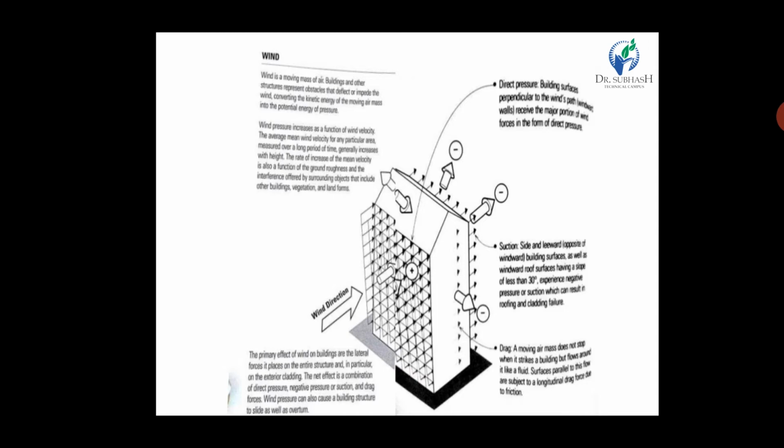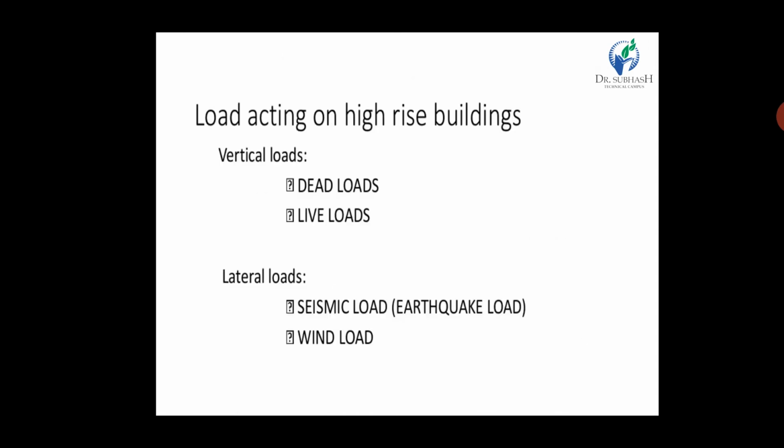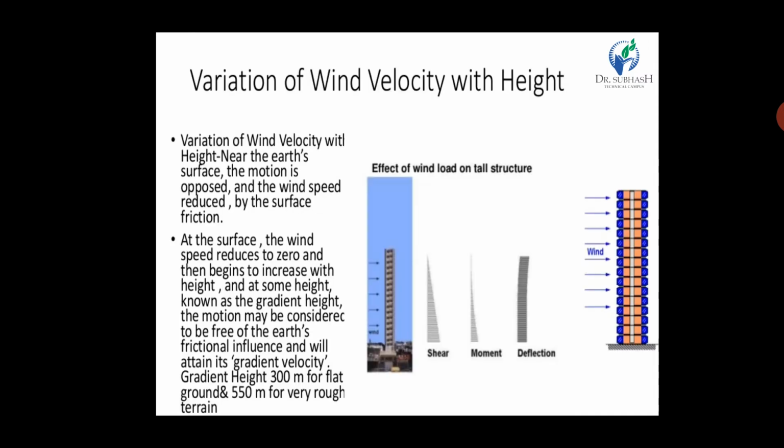Now, loads acting on a high-rise building: for vertical loads we consider dead load and live load, and for lateral loads, the very important ones are earthquake load and wind load. Both loads act laterally on the building, and the effect can be severe if we do not consider good criteria for the pressure of these lateral loads on the building. Next, the variation of wind velocity with height: what changes occur as height and velocity vary.